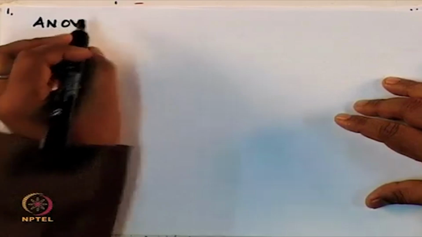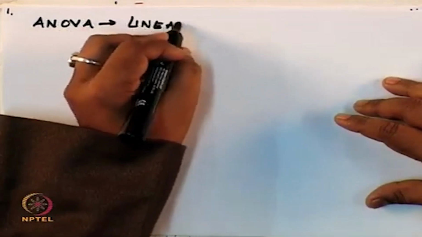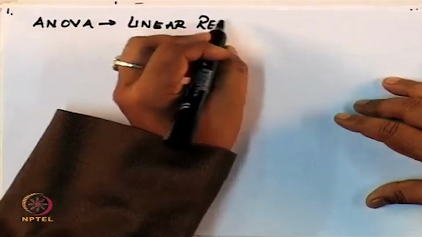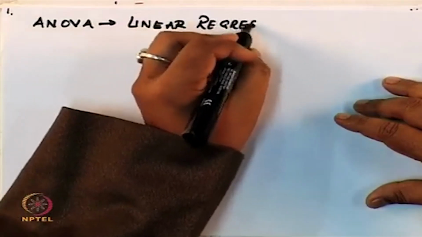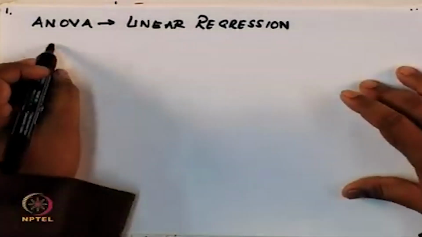Okay. So, we will continue today with where we had left off in the earlier class, which was discussing the applicability of ANOVA for linear regression. In linear regression. Okay. So, what is linear regression?